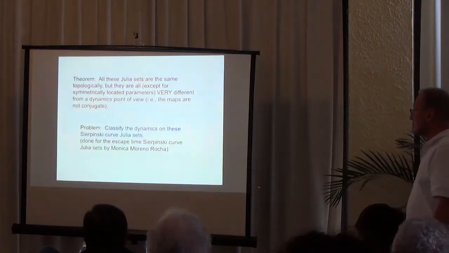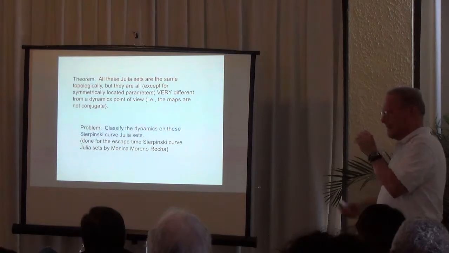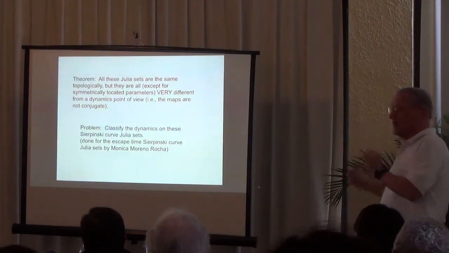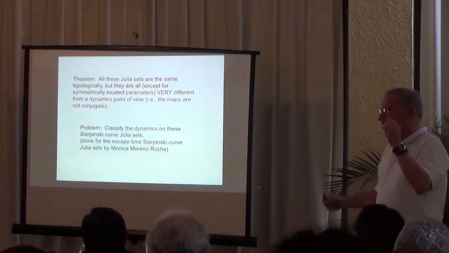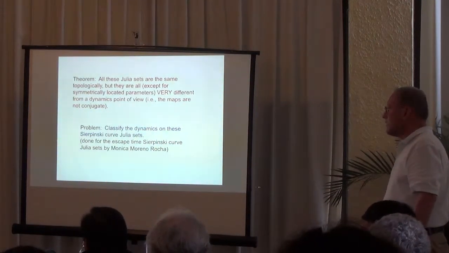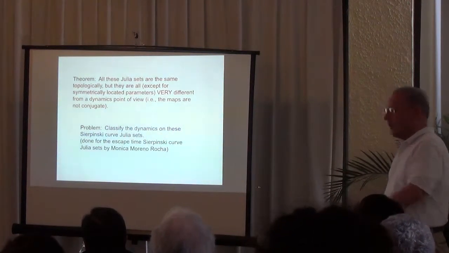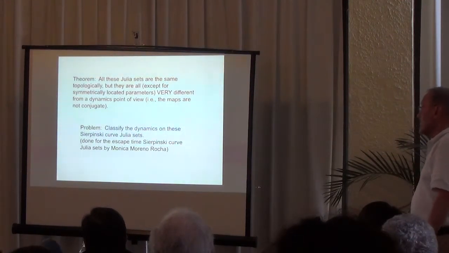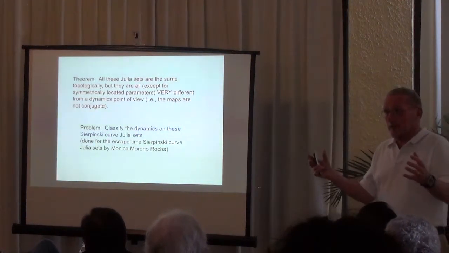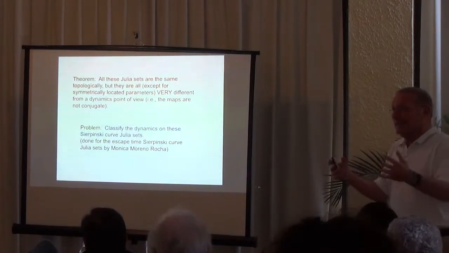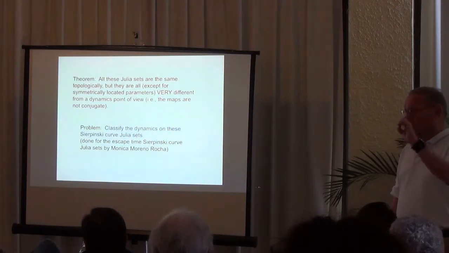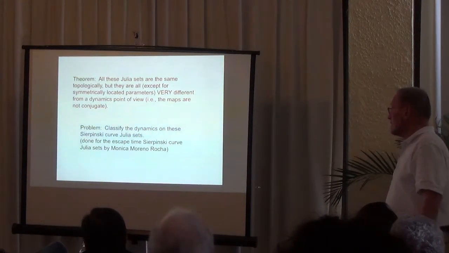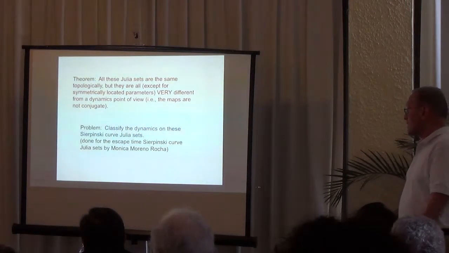So, let me just mention one thing. Like I said, all these Julia sets are the same topologically. They're homeomorphic carpets. All very different from a dynamical systems point of view. Conjugation holds only on the Julia set. On the whole Riemann sphere? No, you can just talk about it just on the Julia set as well. Okay. So the problem is, we want to know which ones have conjugate dynamics, which ones don't. The idea is to figure out why certain of these Sierpinski curve Julia sets have the same dynamics and why they don't. Okay, so we want to classify the dynamics of these things.